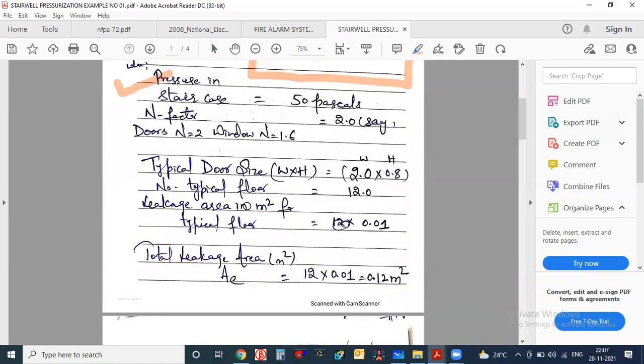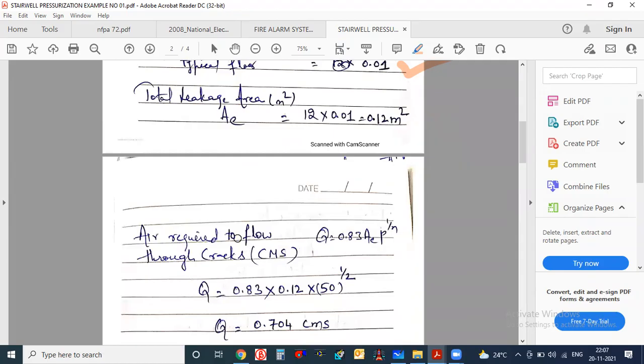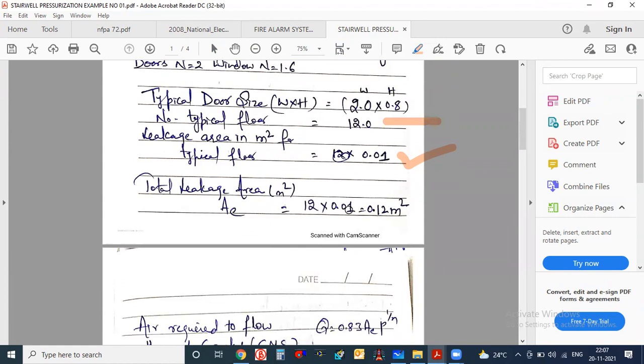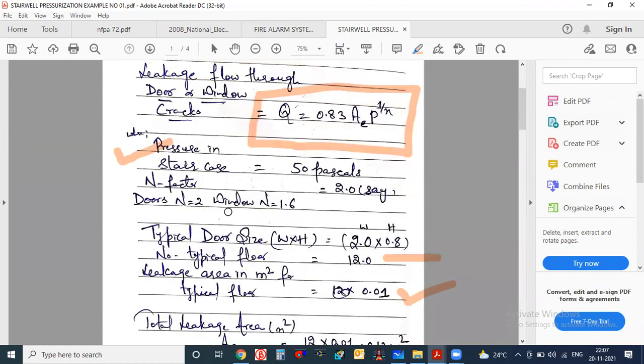Okay, number of typical floors they will take, leakage area in square meter for typical floor they have taken 0.01, total leakage area 12 into 0.01. I will show you these formulas also. Then they have calculated how to find the air required to flow through cracks. This is the total leakage air through the doors and windows.